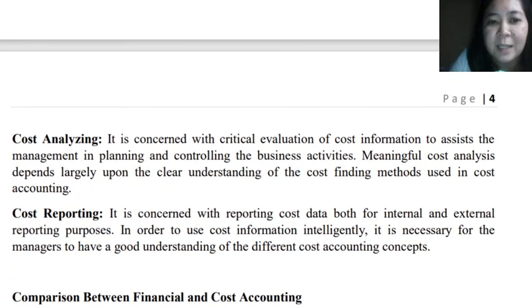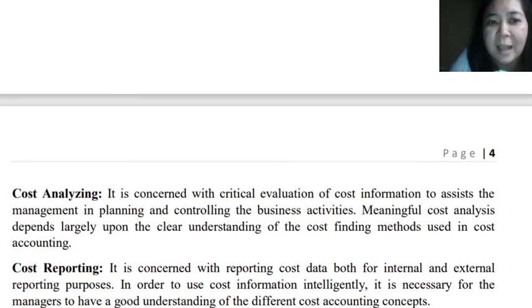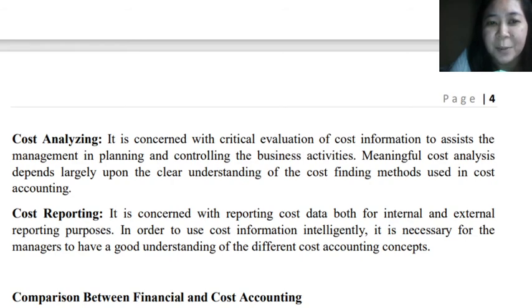So the next activity is cost analyzing. When we say cost analyzing, this is concerned with the critical evaluation of the cost information. This is done to assist the management, especially in planning and controlling the business activities.